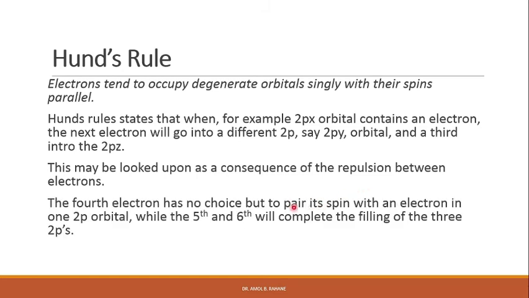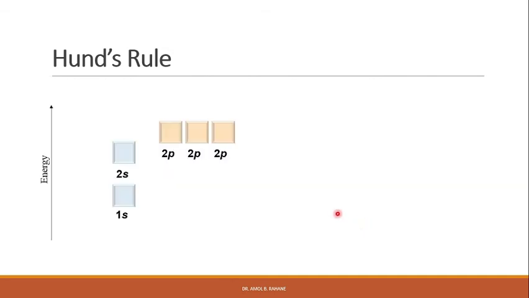The fourth electron has no choice but to pair its spin with an electron in one of the 2p orbitals, while the fifth and sixth electrons will complete the filling of the three 2p orbitals, right? Let's see how this will happen.